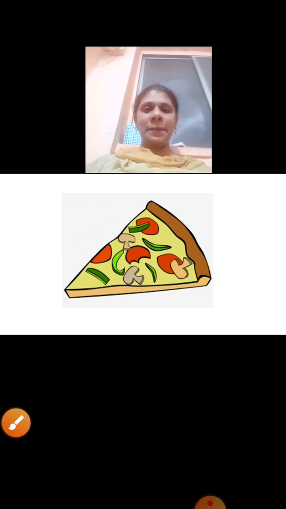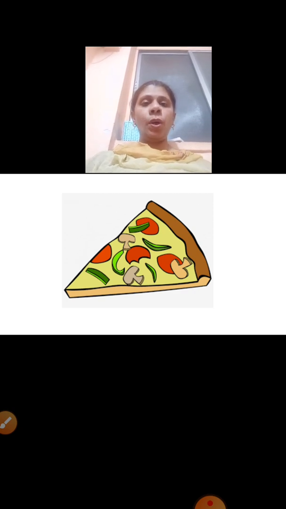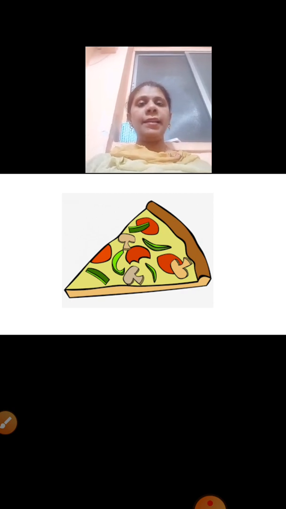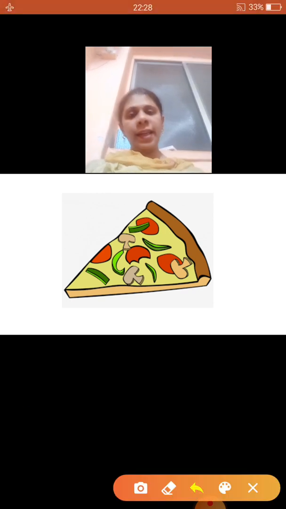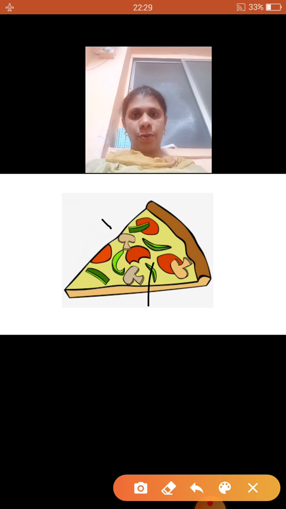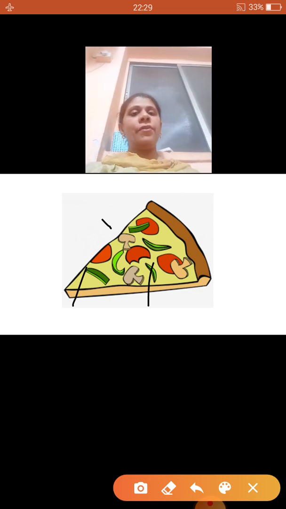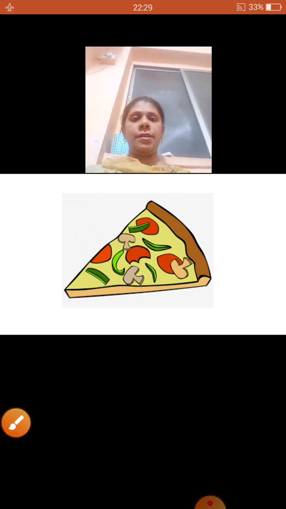Now what is this? Lovely and yummy? Yes, it's a pizza slice. So tell me now, what is the shape of this pizza slice? Circle shape? No. Then? Yes, it is a triangle shape. How did we come to know it is a triangle? Because it has 3 edges and 3 corners. 1, 2 and here 3. Okay. So a triangle has 3 edges and 3 corners.